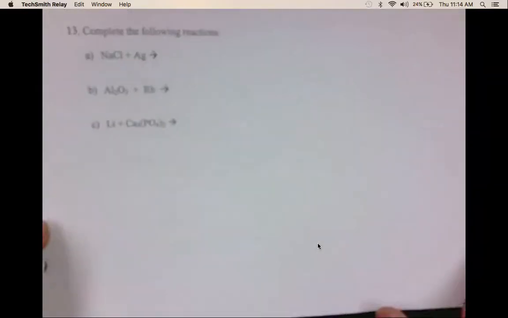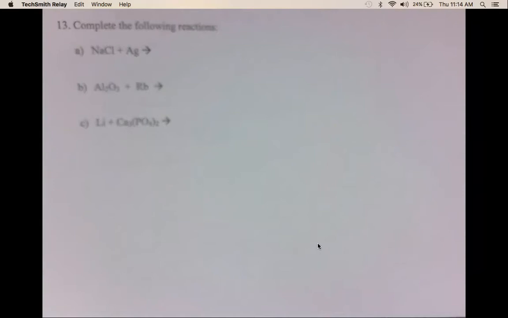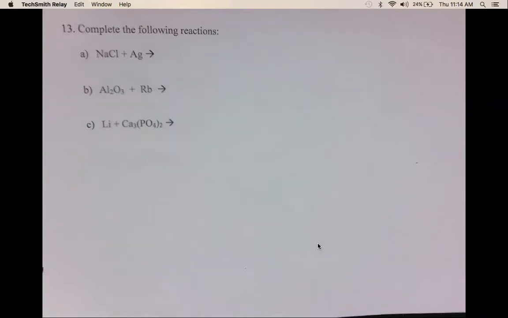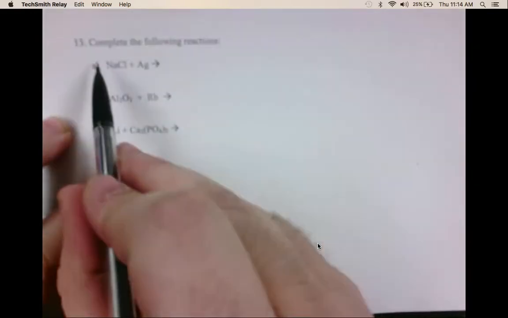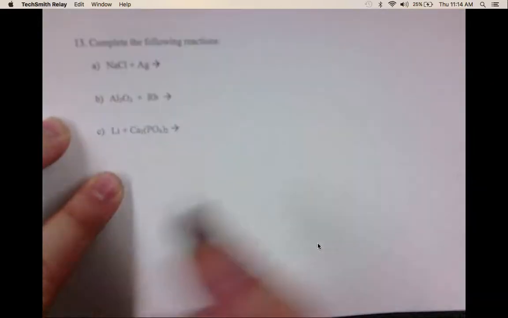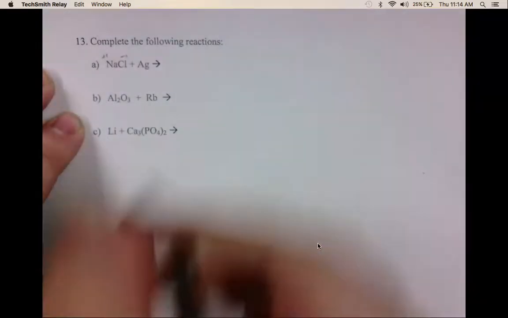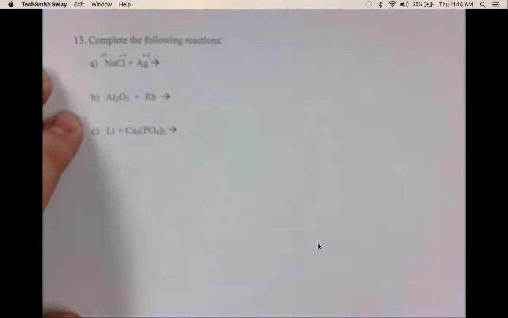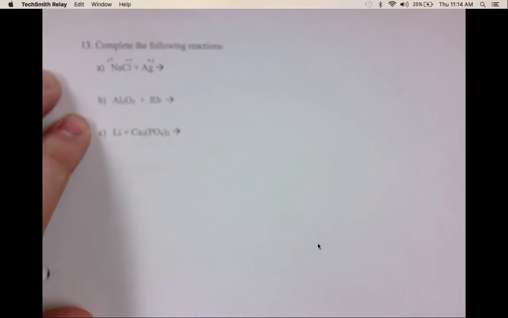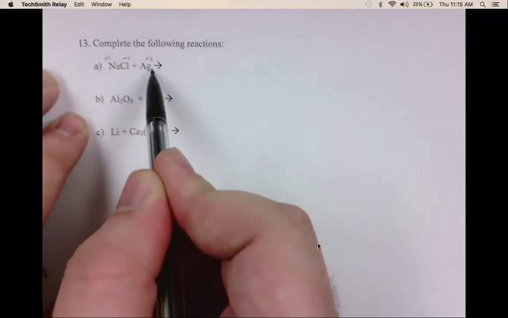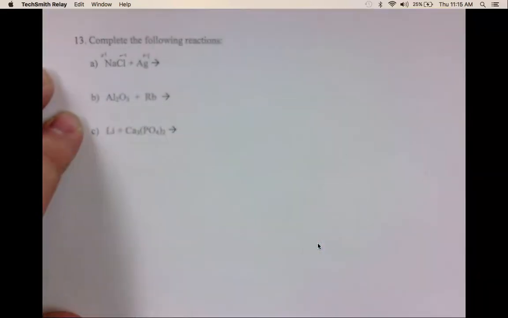So then lastly, question 13. These are just a couple examples of reactions. Remember to determine the charge. The first thing you need to do, I'll do out 13A, so base B and C off of A, is to identify the charge. Sodium has a positive 1 charge, chlorine has a negative 1 charge, silver has a positive 1 charge. I'm sorry about the focus. Remember, sodium positive 1, chlorine negative 1, silver positive 1.